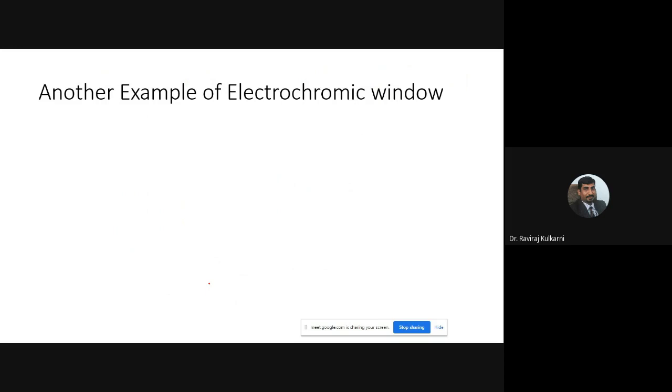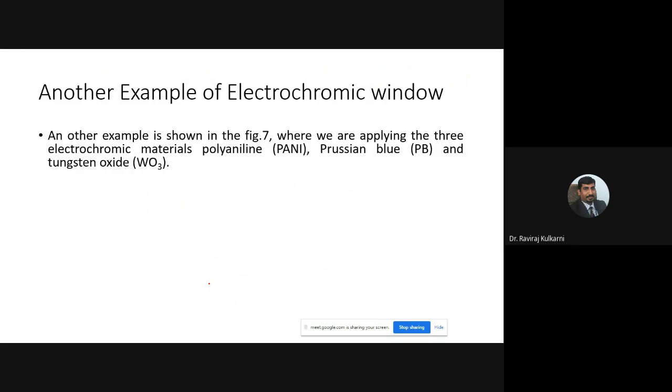Okay, another example of an electrochromic window. We can use polyaniline and Prussian blue, which is a dye, and tungsten oxide. Instead of nickel oxide, we can use polyaniline. Do you know what polyaniline is? Polyaniline is a conducting polymer. Prussian blue is a dye.